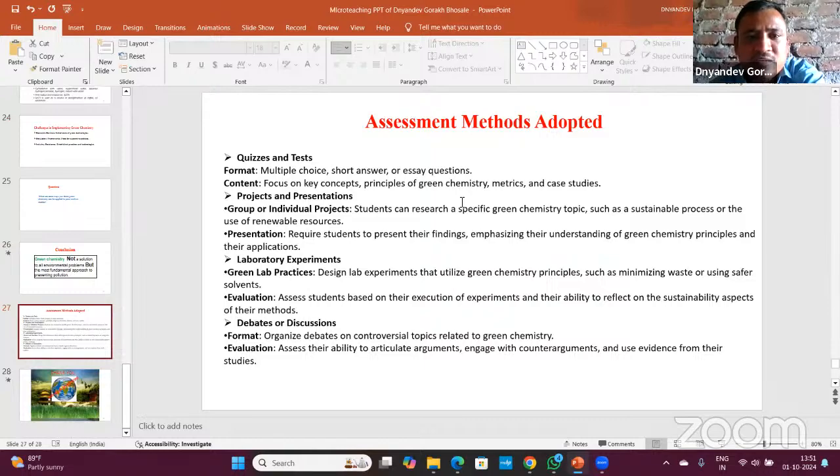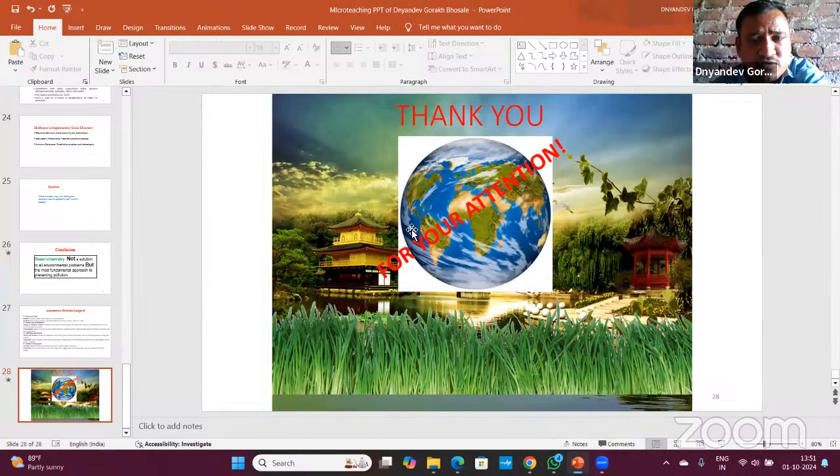The assessment methods I will adopt are quizzes and tests. I would like to design some multiple choice, short answer, and essay type questions for the better understanding of the student. Then I would like to give some projects and presentations that they will bring. Some laboratory experiments: even in our lab, we can carry out some green approach experiments instead of traditional ones. And some debate and discussion competitions I would like to place in front of students. Thank you. That is all from my side.